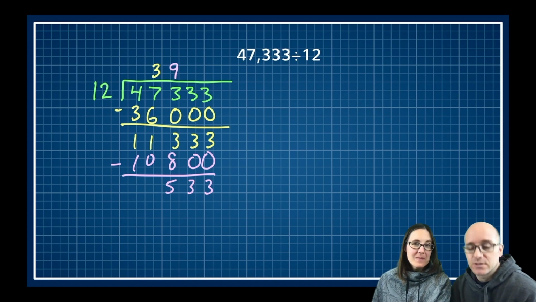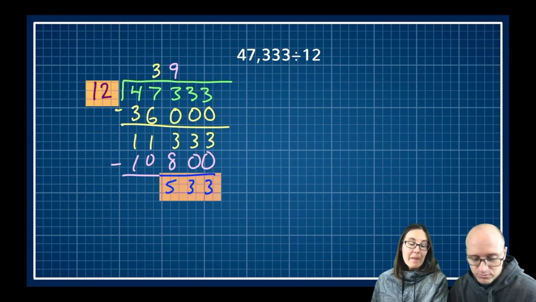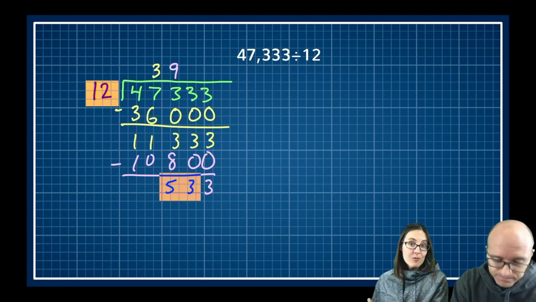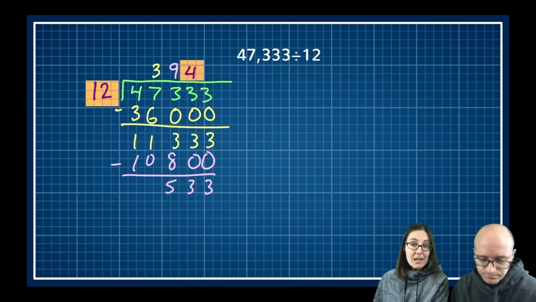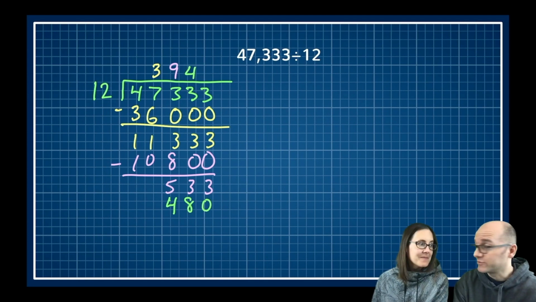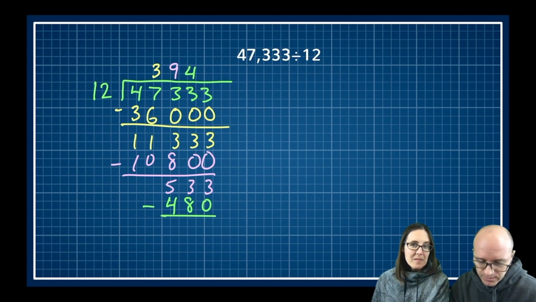Okay, how many times does 12 go into 533? It doesn't go into 5, but it does go into 53. How many times? 4 times, because 4 times 12 is 48. Okay, I like it. So 4 times 12 is 48. And I'm going to put a 0 at the end because that 4 is really a 40 times 12. Okay, we subtract. We get 3.